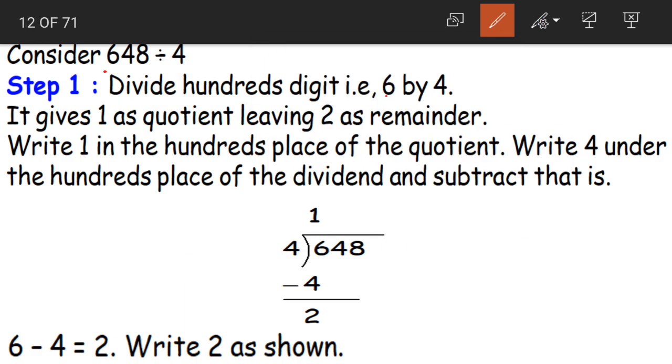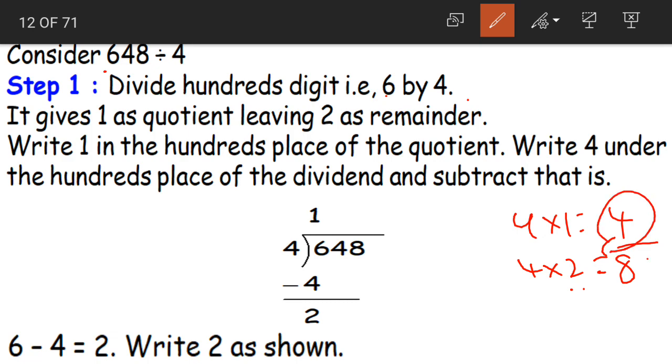Now 6 divided by 4. If you look at the fourth table, we have 4 ones are 4 and 4 twos are 8. There is no factor for 6 in the fourth table. So we'll go with what? We'll go with the lesser number, that is 4. How many times does 4 come? 4 ones are 4. So 1 becomes our quotient.